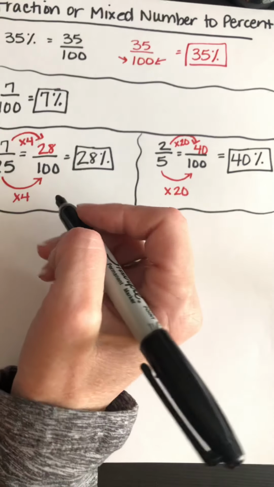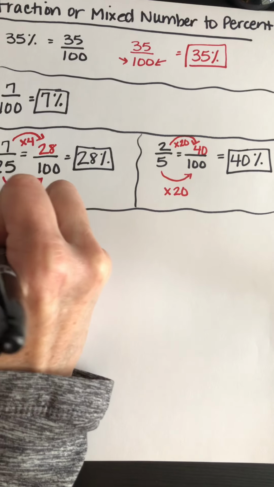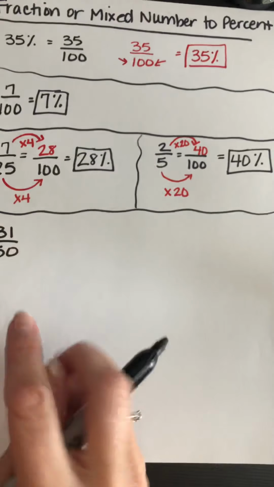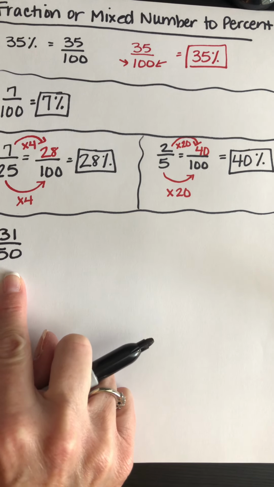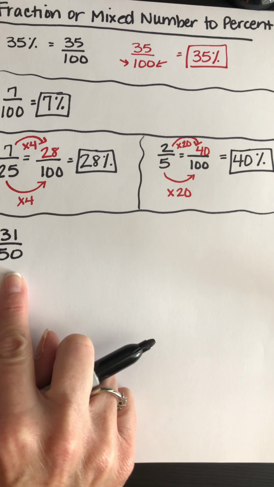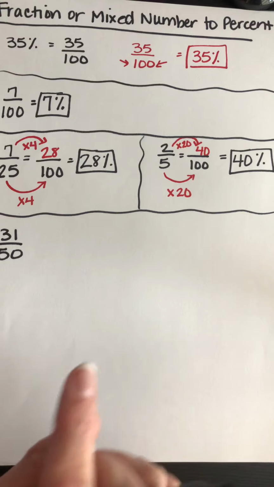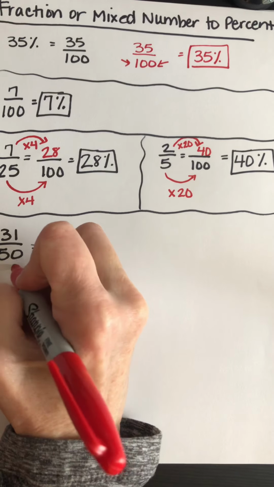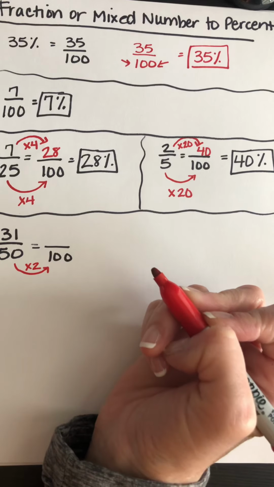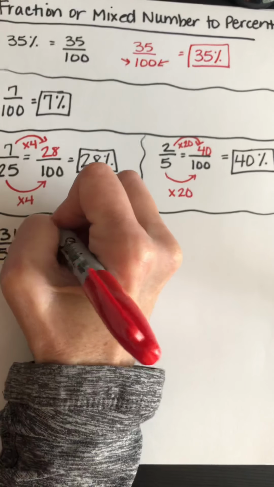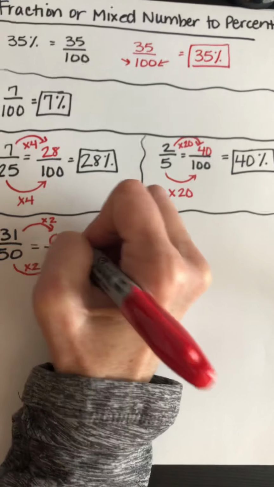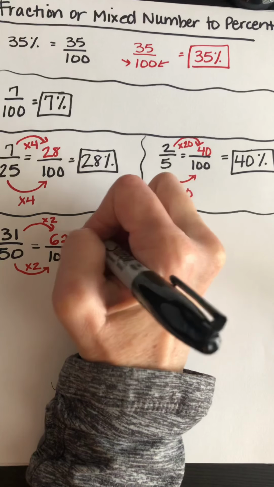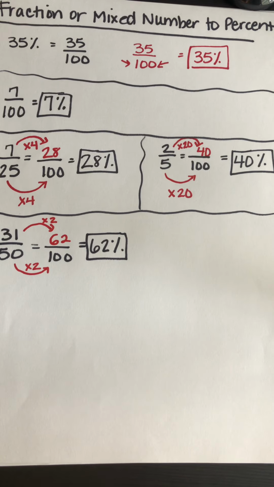Let's try another one. 31 over 50. Pause the video here and see if you can figure out how to make 31 over 50 a percent. Okay, so you probably set 100 as your denominator, and then you multiplied times 2. 50 times 2 is 100, 31 times 2 is 62. You take that 62 off of the 100 and put a percent sign on it, and you have 62%.